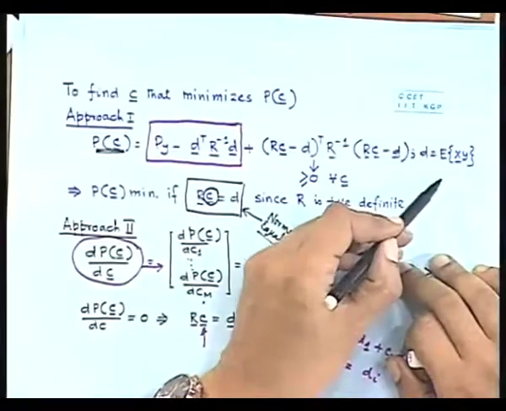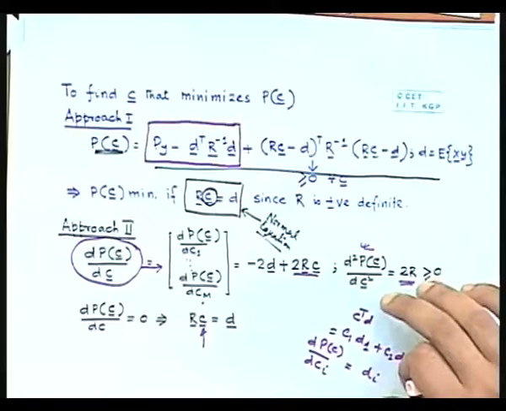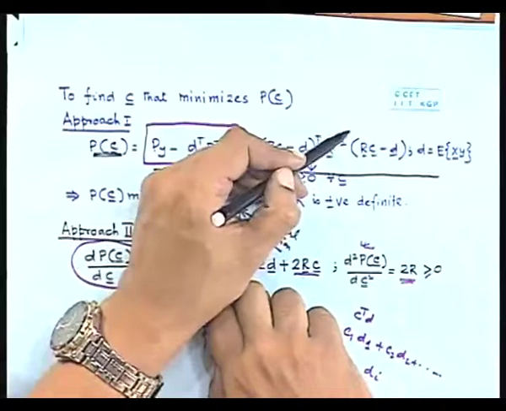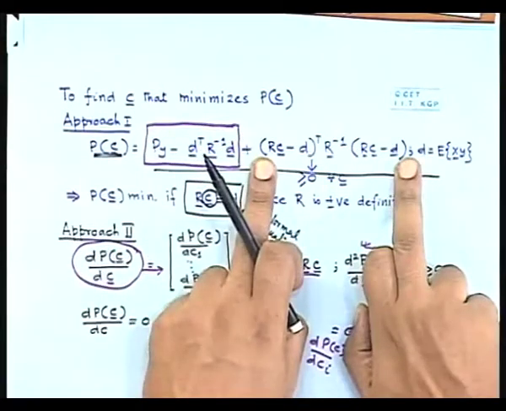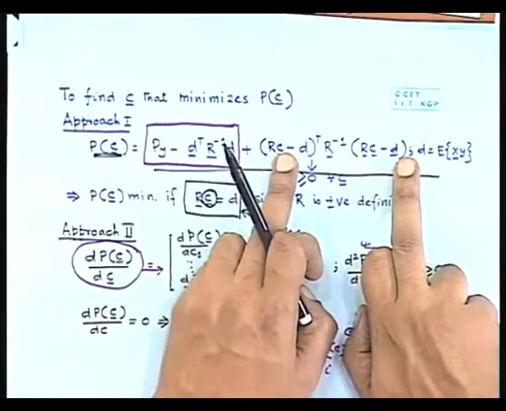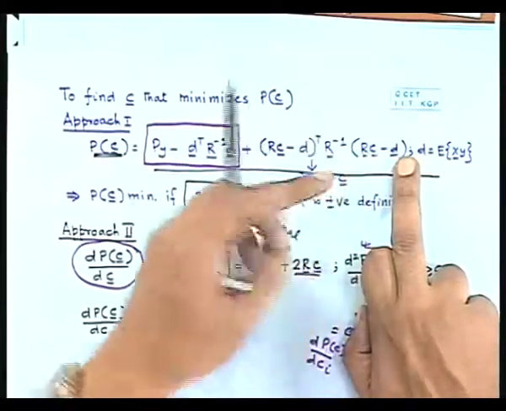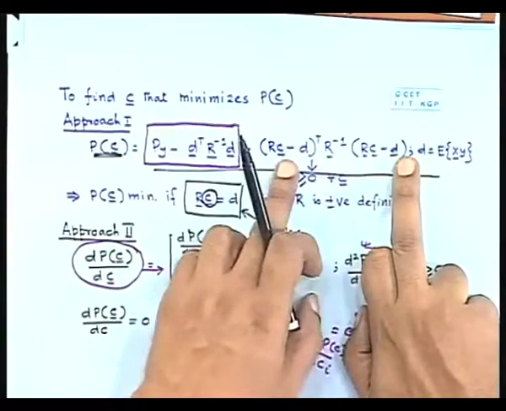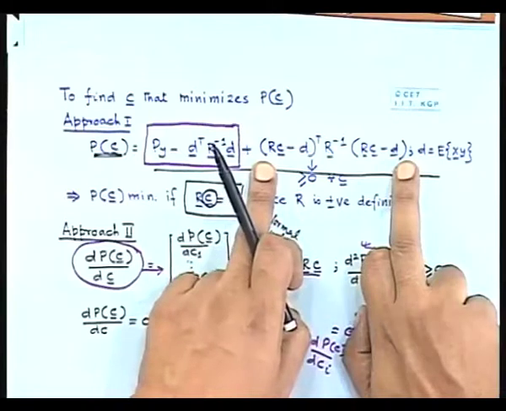So what did we find? Suppose you choose an arbitrary weight C, then this is going to be the error. If the weight C was equal to C0, that is the optimal weight, then this last term will be 0. See, the last term is always positive because R is a positive definite matrix. R positive definite means R inverse is also positive definite. So if you multiply it by any vector, x transpose Rx, it will generate a positive number.